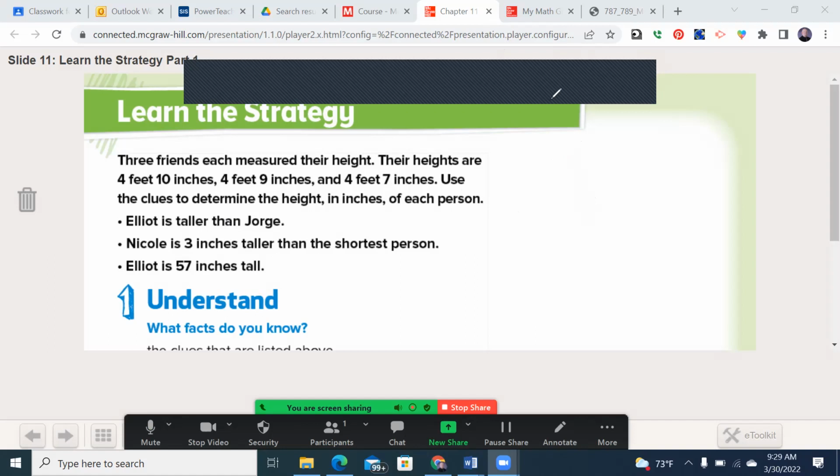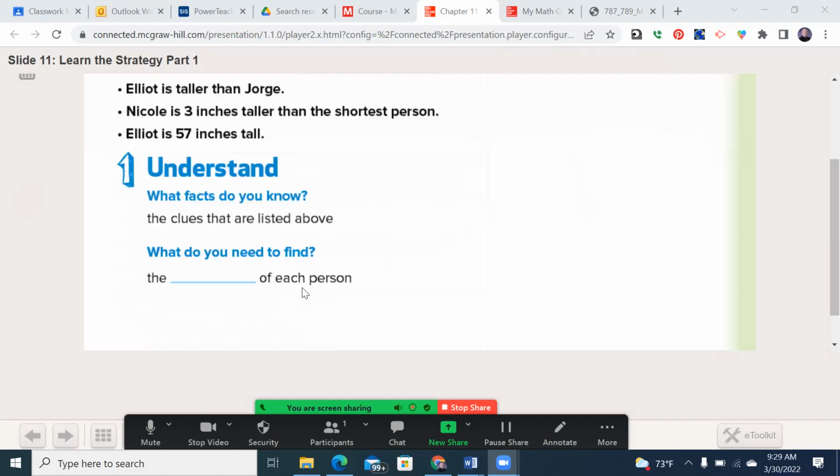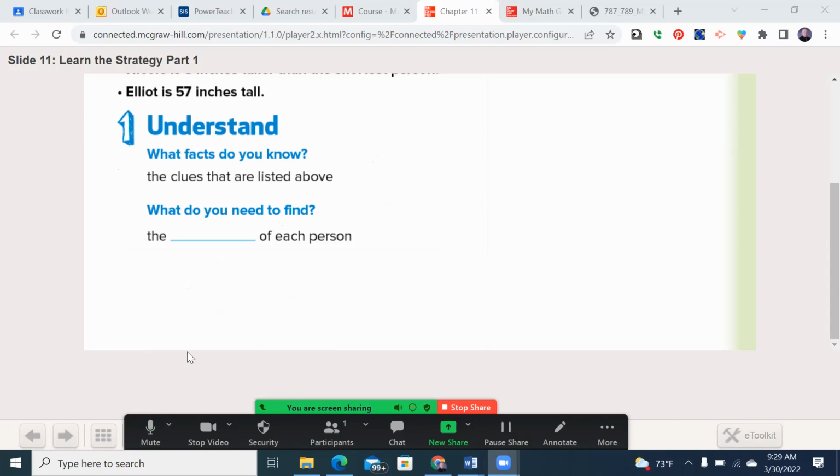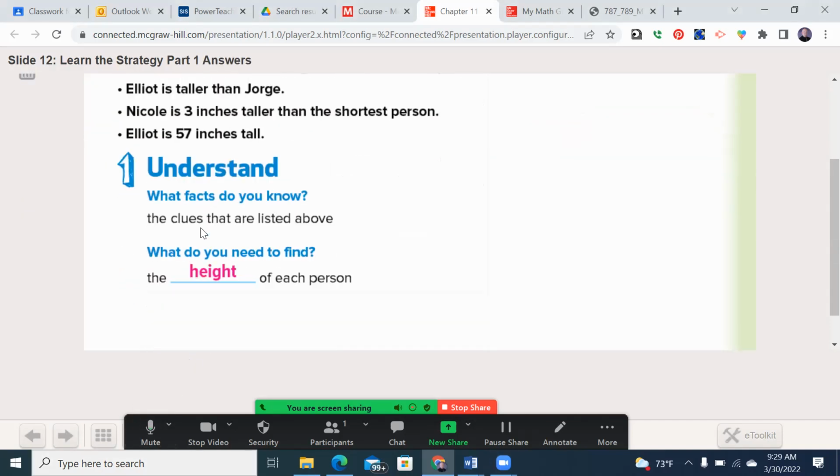So what do we know? The clues that are listed above. And what are we trying to find out? And you see the word height. So go ahead and write that in, the height of each person. At any point during this video, if you need to pause the video in order to fill in the material, please feel free to do so and then return when you're ready.